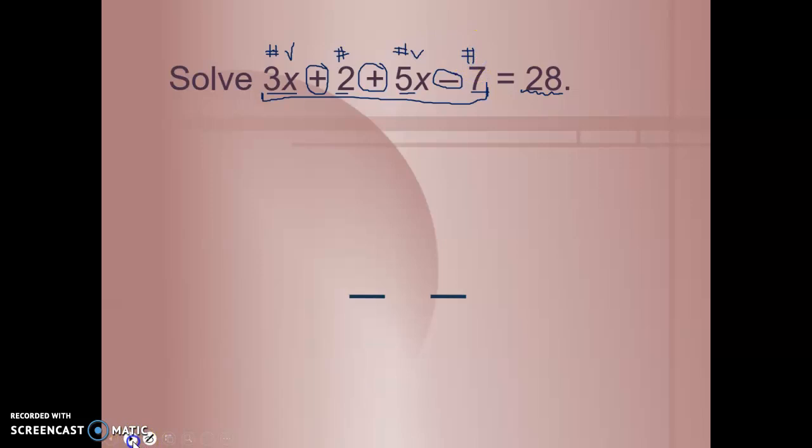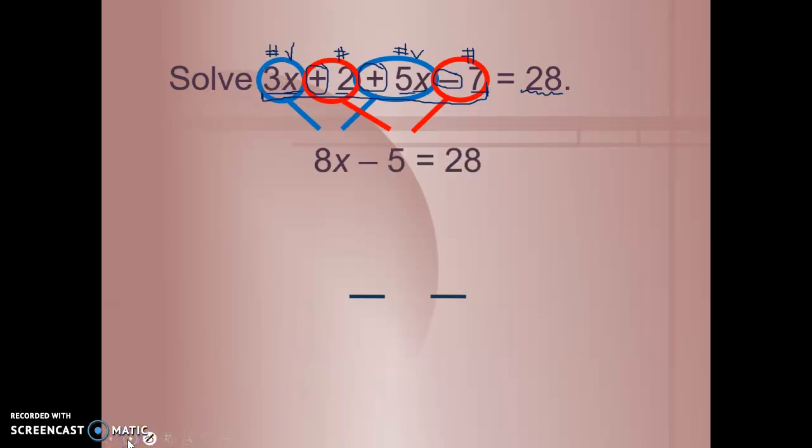So when we're looking to see what terms we can combine, we see that we can combine the 3x and the positive 5x. And we can combine those because they both have the same variable being raised to the same exponent. They both have x to the first power. We can also combine 2 and negative 7 because they are also like terms. When we combine 3x and 5x, we get 8x. And 2 and negative 7 gives us negative 5. And that equals 28 stays the same. We haven't done anything with the right side of the equation.